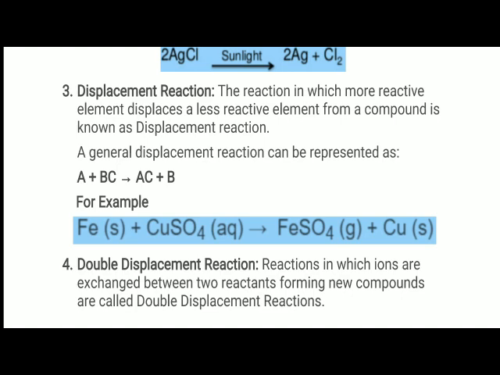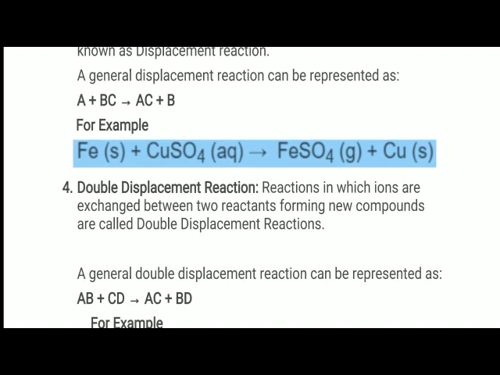Okay students, so now we move to the fourth type of chemical reaction, that is double displacement reaction. The reaction in which ions are exchanged between two reactants forming new compounds is called a double displacement reaction. I am repeating it once again: a reaction in which ions are exchanged between two reactants. Understood? Here what is going to exchange? Ions are going to exchange, means between the reactants, new compounds are formed on the product side, and that gives a double displacement reaction.